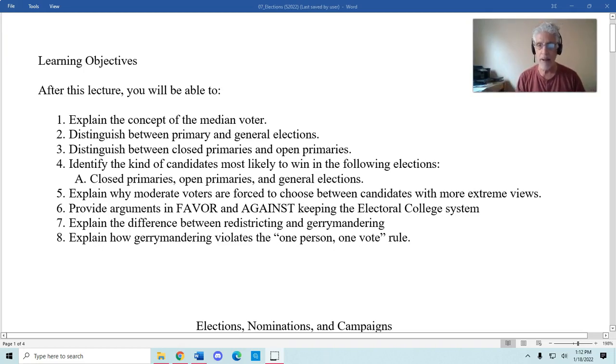and I want to explain why. Then you'll be able to provide arguments in favor and against keeping the electoral college system. Now, most of you can probably come up with arguments against, and so the argument in favor is going to be the challenging part for me. You'll also be able to explain the difference between redistricting and gerrymandering. And you'll be able to explain how gerrymandering violates the one person, one vote rule.